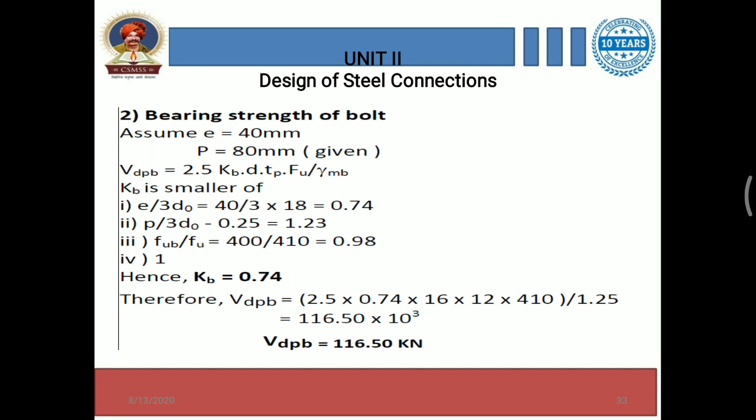Okay, hence Kb is 0.74 in this case, and therefore VDPB is equal to, now we have all the known things in the VDPB formula. Just put all the values in the VDPB formula now.